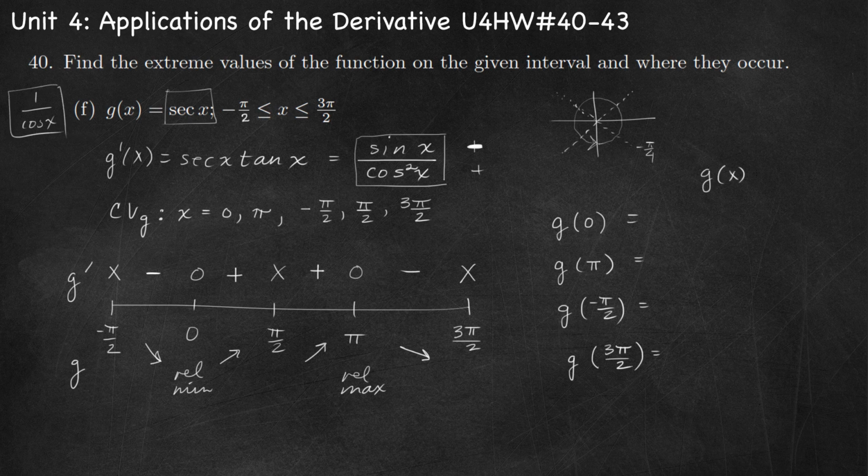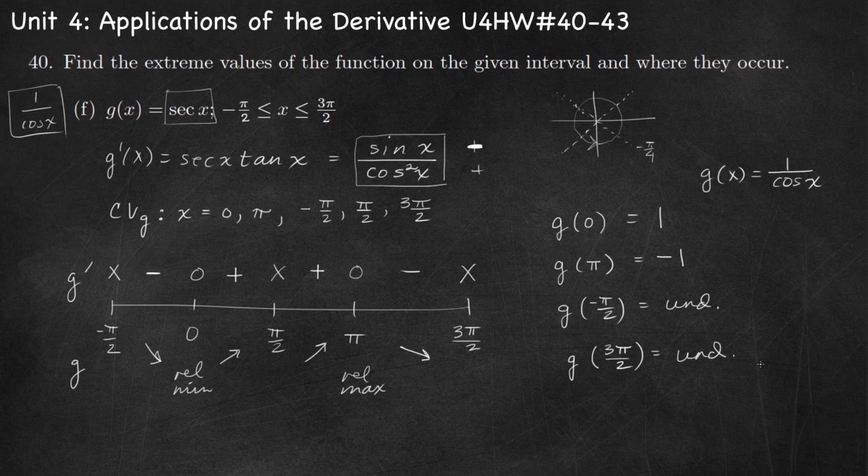Let me write that over here. g of x equals 1 over cosine x. Now we're going to substitute 0 in for x. The cosine of 0 is 1, so this is just 1. At pi, the cosine of pi is -1, so this is -1. At negative pi over 2, cosine is 0, so this is undefined. And at 3 pi over 2, cosine is equal to 0, so this is also undefined.